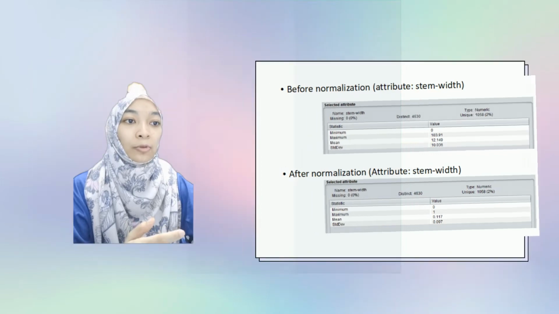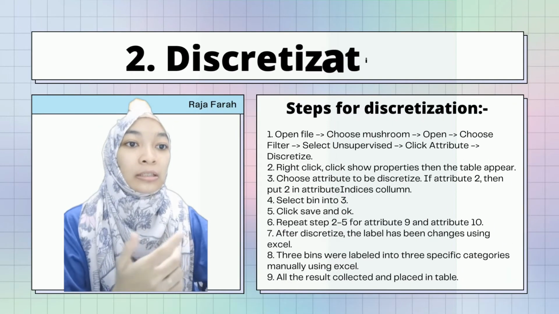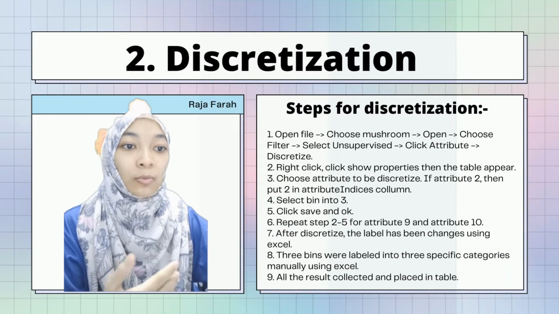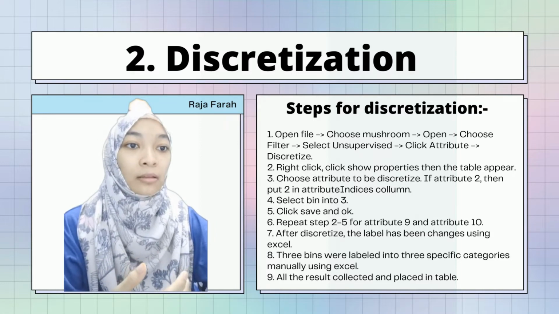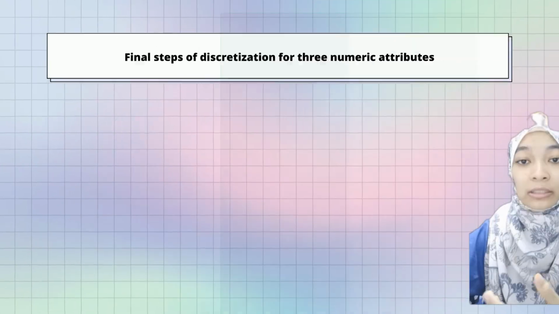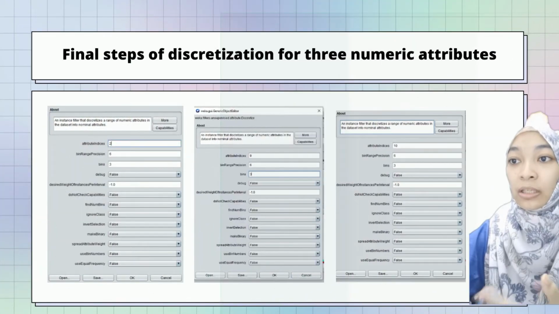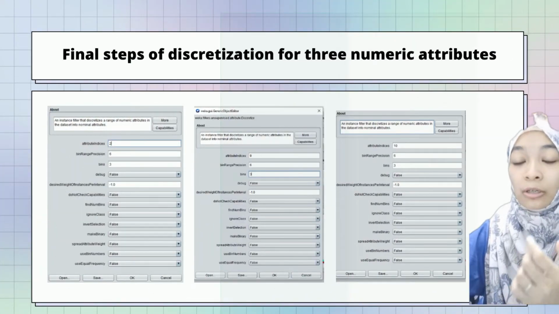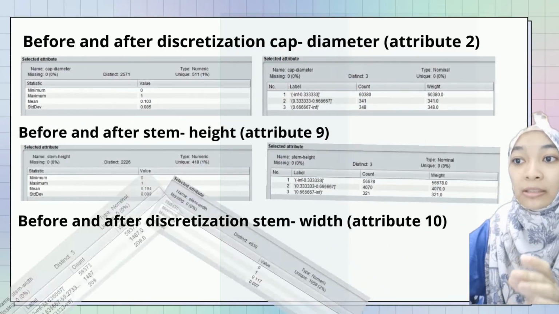And then we move to discretization. These are the steps for discretization where we choose 3 bins to be implemented. Then these are the final steps of discretization for 3 numeric attributes, which are attributes 2, 9 and 10. And these are the results for before and after discretization.